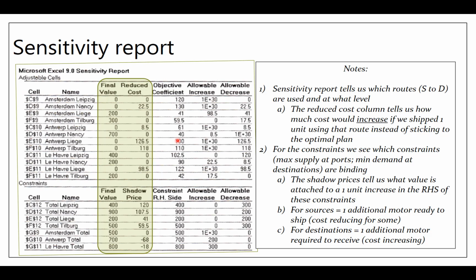And it's somewhat interesting that Antwerp to Liège is not the highest objective coefficient in the problem, but it does have the highest penalty. It does face the highest opportunity cost, right? So this number here is 100. This number up here is 130, but the reduced cost, the penalty we face, is not so big.